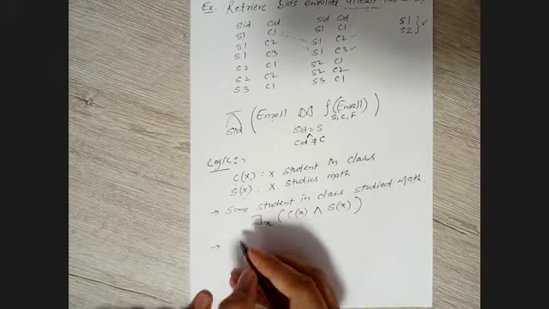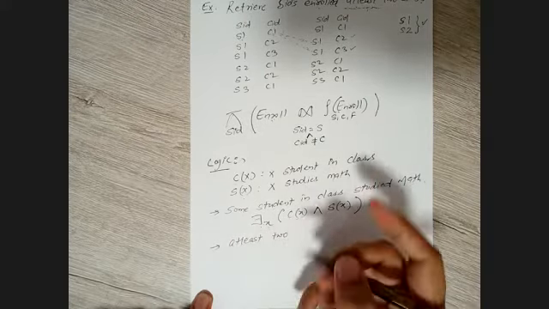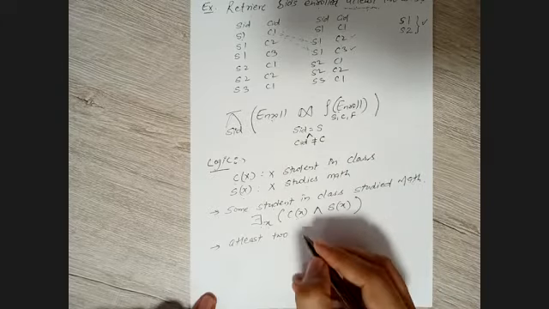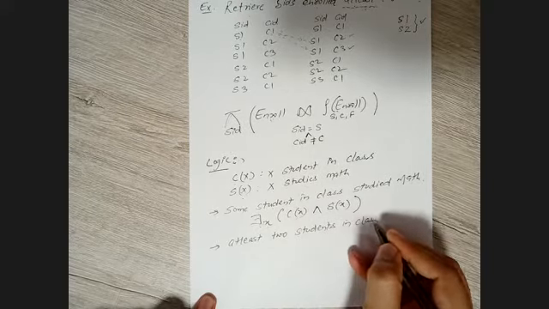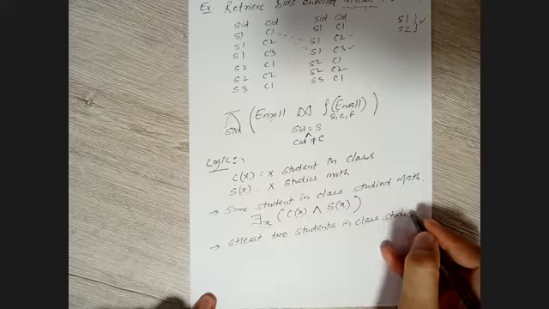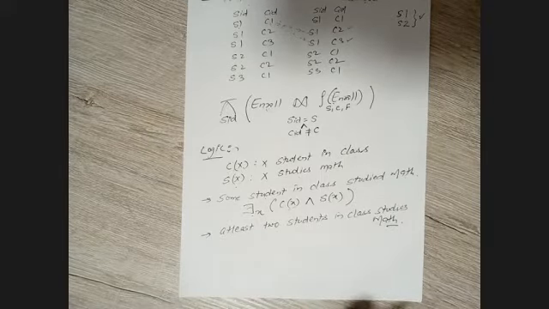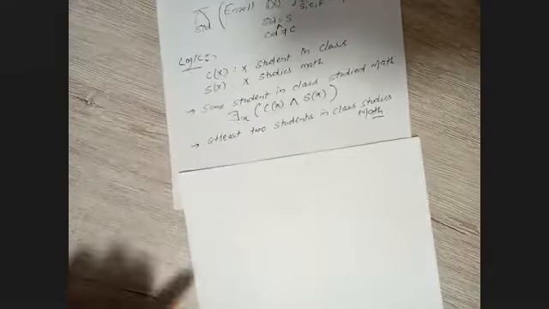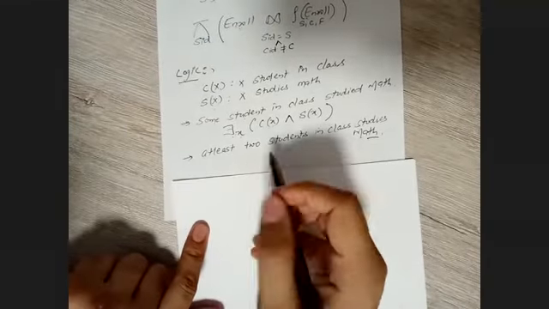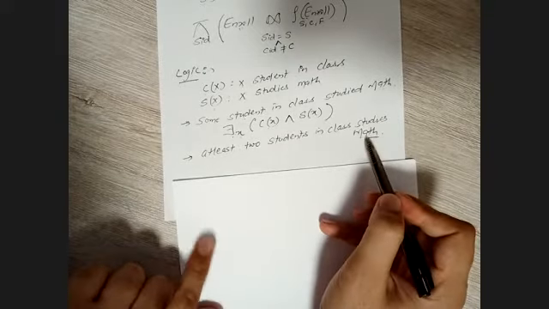Another query is that we need to find at least two students, which is a question that we have covered. At least two students in class studied math. How will we write this statement? We need to retrieve at least two students. So understand, what is the requirement? We should have two different students who are in the same subject, which is math here.